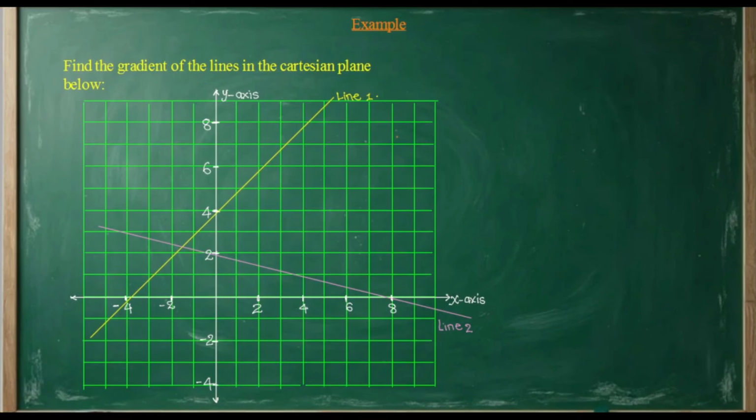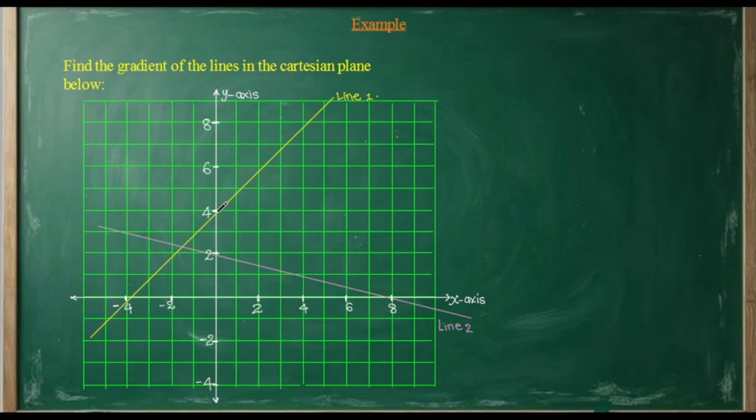So in this example, we are told to get the gradient of the lines in the Cartesian plane below. Now we have two lines, line 1 and line 2. So the line in yellow is already from the discussion we had earlier. It's going to give us positive gradient because it's running from bottom left to top right. And then line 2 is running from top left to bottom right. So we are expecting a negative gradient from here. So let's identify 2 points on this line 1.